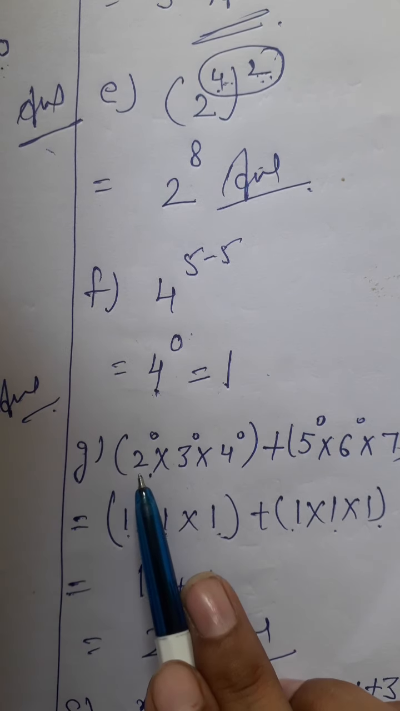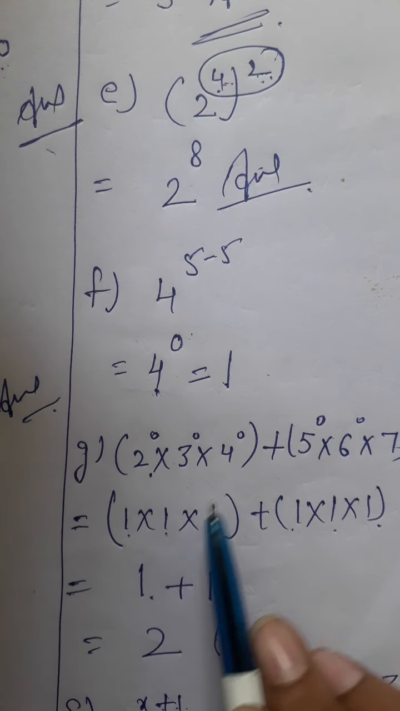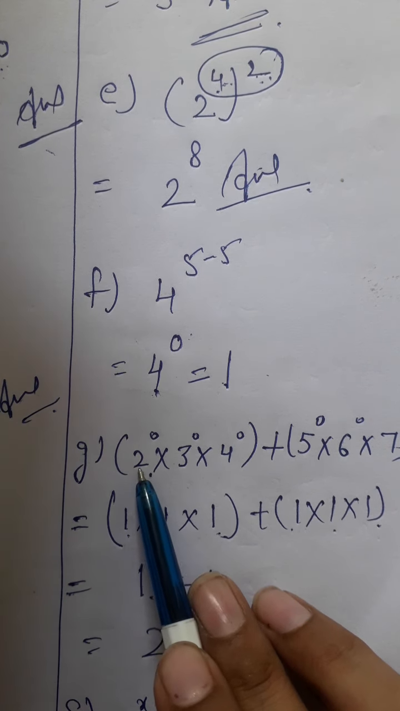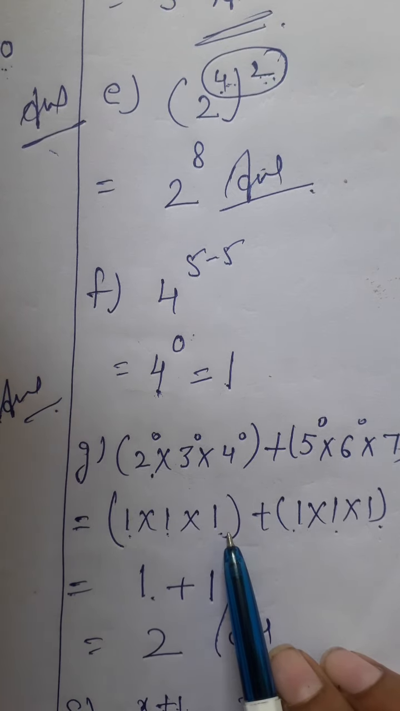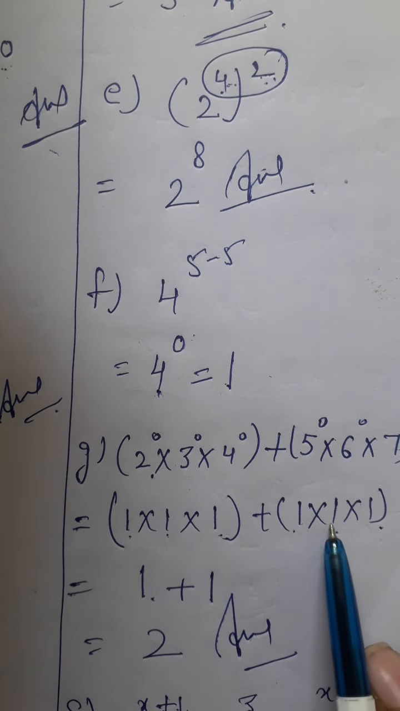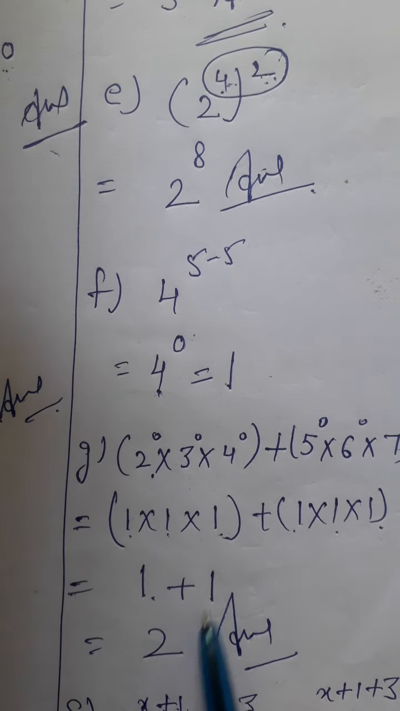In the G part, what do we have? In the G part we have 2 raised to 0, that is 1, 3 raised to 0 is 1, 4 raised to 0 is 1, plus 1 into 1 into 1, because we know if anything has power 0, the answer is equal to 1. So 1 into 1 into 1, that is 1. 1 into 1 into 1, again 1. So 1 plus 1 is 2. So this is the answer of the G part.